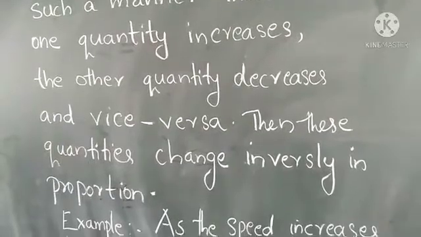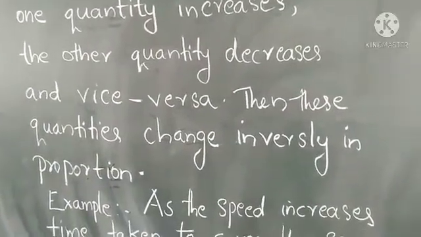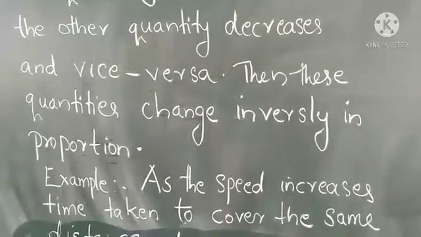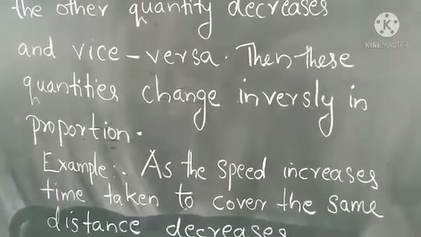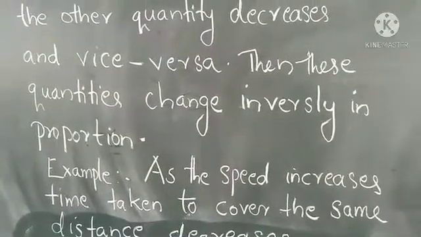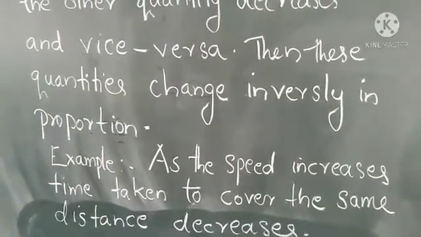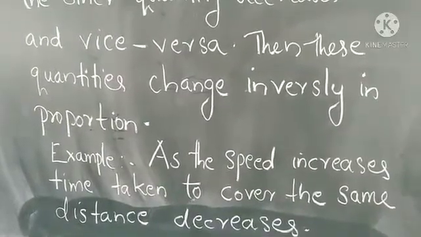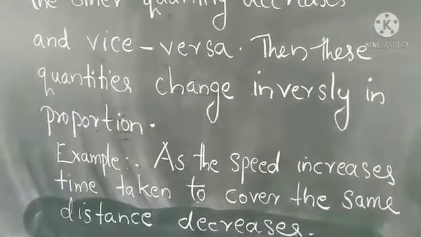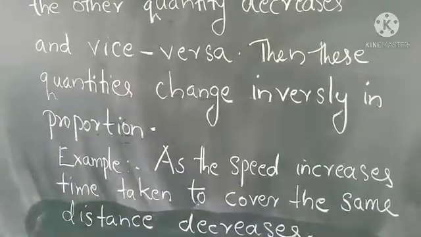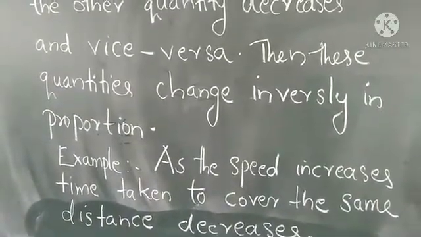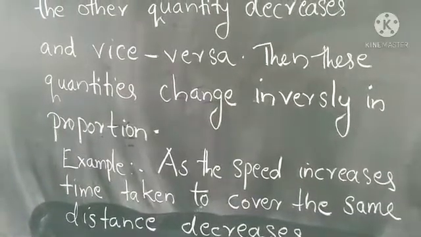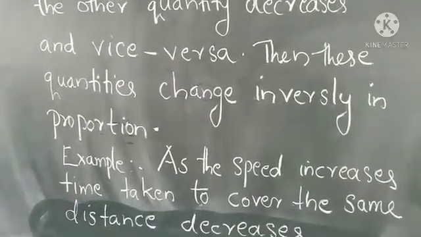One example we can take: as the speed increases, the time taken to cover the same distance decreases. That you know very well. Then what will we get here? The product of speed and time will be the same in all cases. That means the product of the speed and time will be a constant.